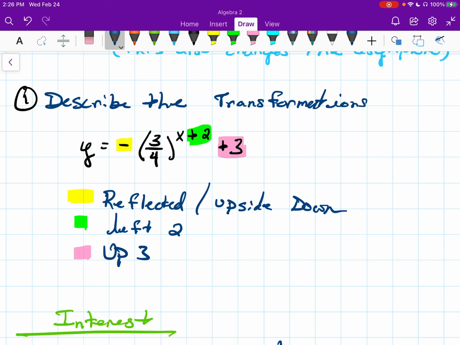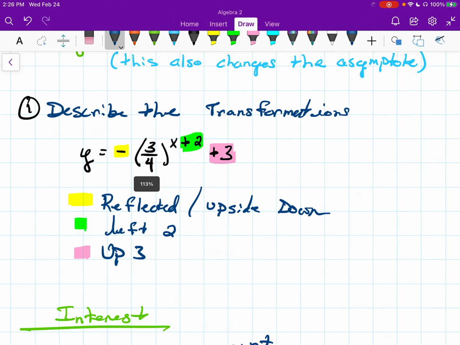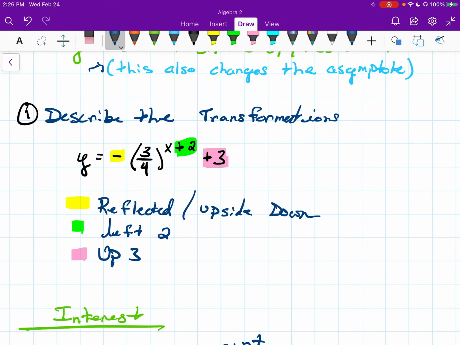Now that positive 3 there also changes the asymptote. That's what I had written up here in light blue. Normally the asymptote is at the x-axis at y equals 0. For this one, the asymptote would be at y equals 3 because it shifted that whole graph up 3. So instead of at y equals 0, it became y equals 3.